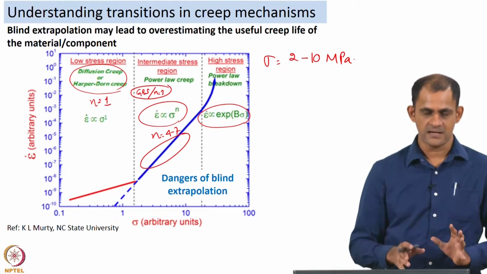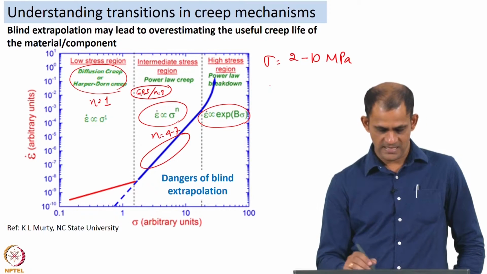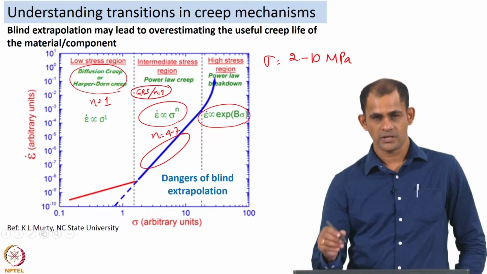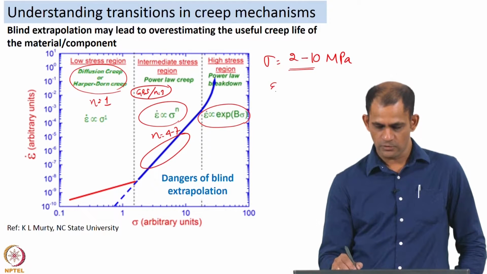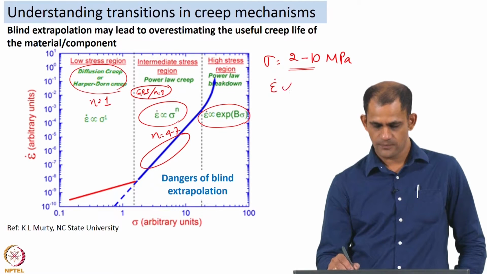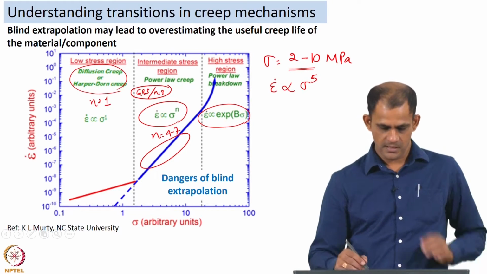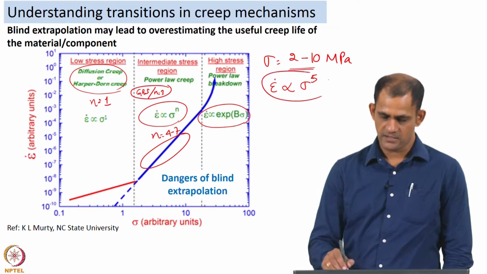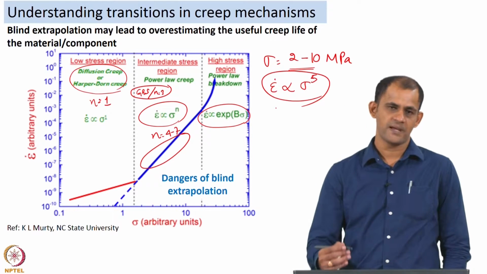So, towards that end, this is an example. Let us say you have carried out your creep tests in the range of sigma equal to 2 to 10 MPa, and you found out that in that stress range epsilon dot is proportional to sigma to the power 5. Since in that stress range you are in the power law creep regime, you found this kind of a correlation. Now, why did you choose to do only 2 to 10 MPa and not lower?